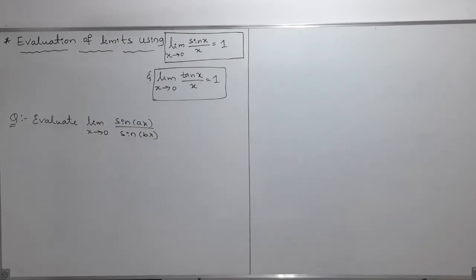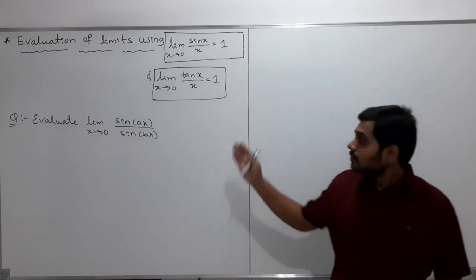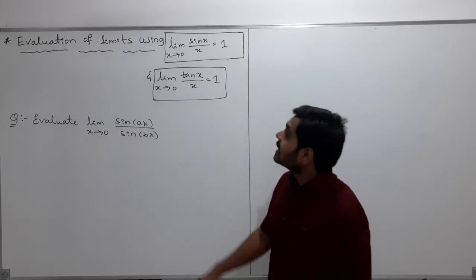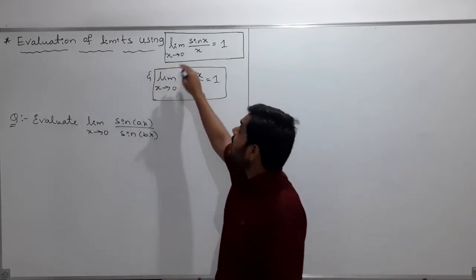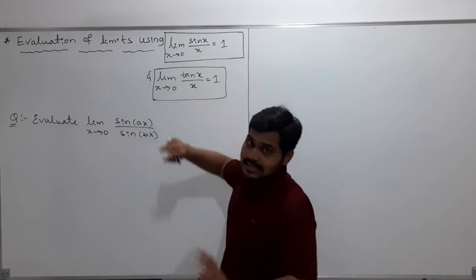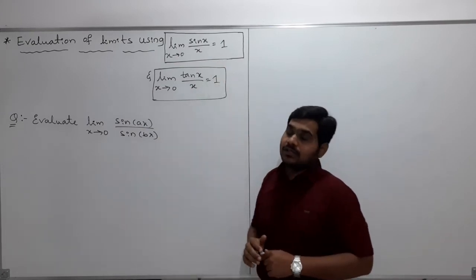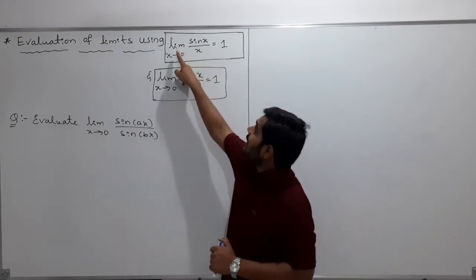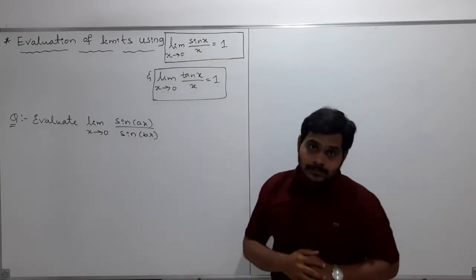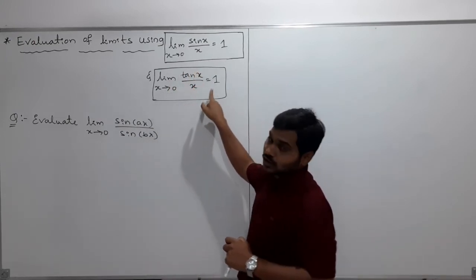Yes, my dear students, the next type is very important. How to evaluate limits if in the given question we have something like sin x by x or tan x by x; in such situations we can use these results. So what is that one? The first one is limit of sin x by x as x tends to 0 is equal to 1. Similarly, another one is limit of tan x by x as x tends to 0 is equal to 1.